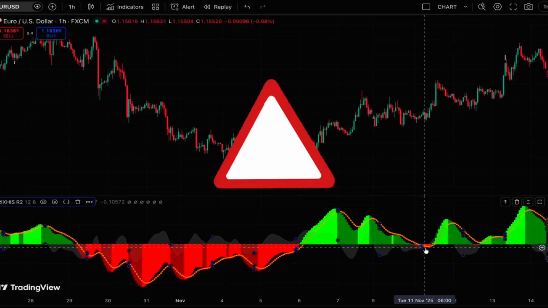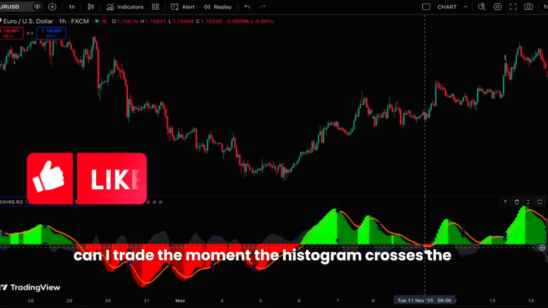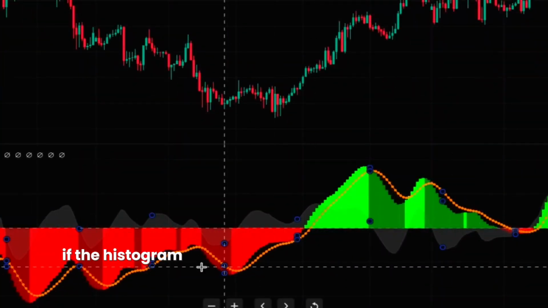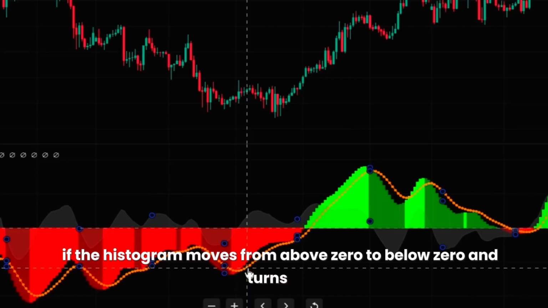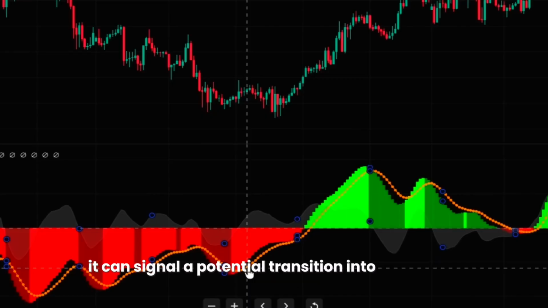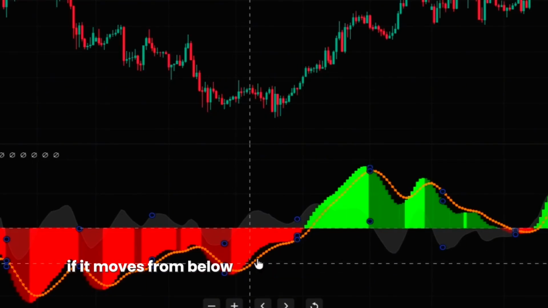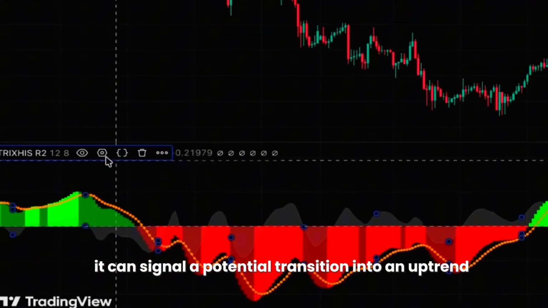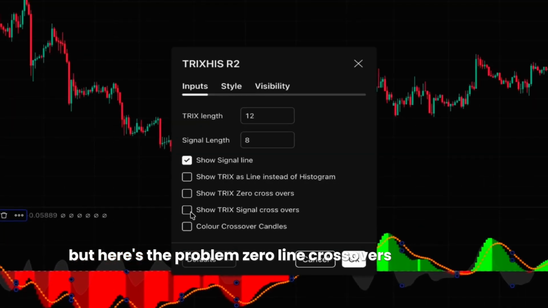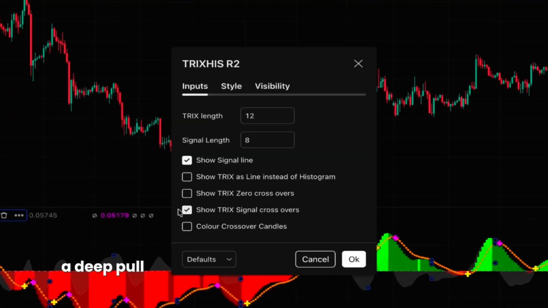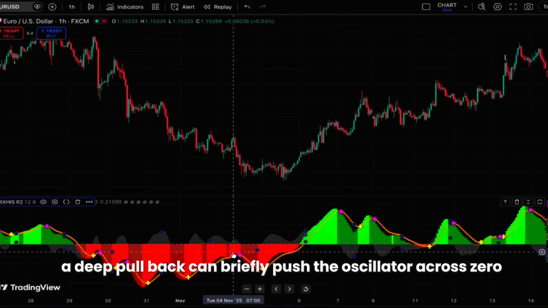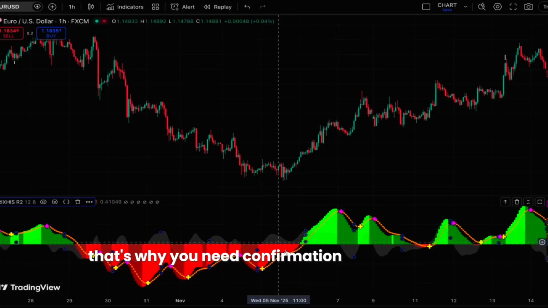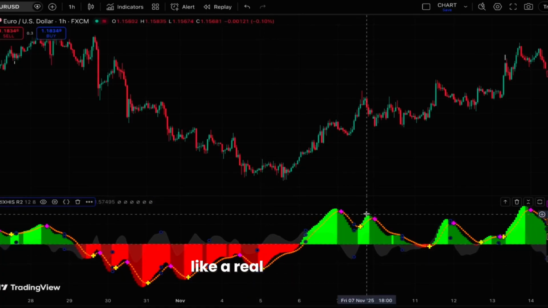Now you might ask, can I trade the moment the histogram crosses the zero line? Yes, a zero line crossover can act like an early alert. If the histogram moves from above zero to below zero and turns red, it can signal a potential transition into a downtrend. If it moves from below zero to above zero and turns green, it can signal a potential transition into an uptrend. But here's the problem: zero-line crossovers alone can be unreliable. A deep pullback can briefly push the oscillator across zero, then price snaps back and the new trend never actually develops. That's why you need confirmation before treating a crossover like a real reversal entry.